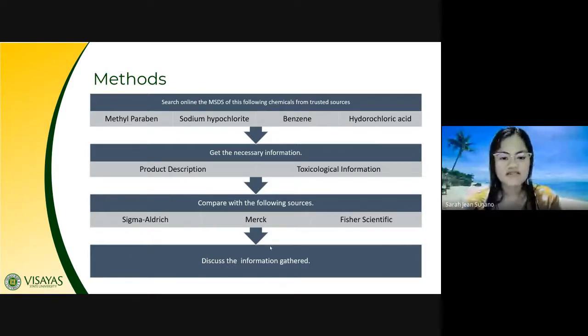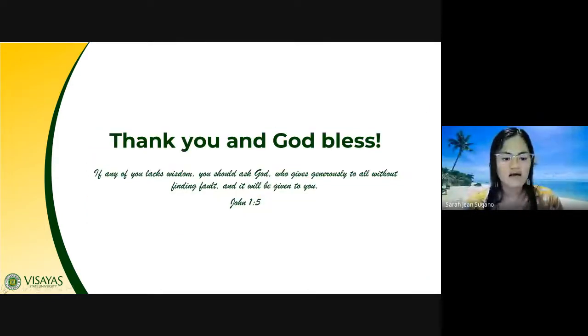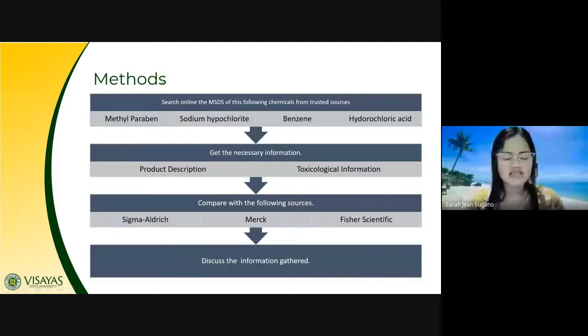And in your discussion, you have to compare the sources: what common information they have, and what different information you got from Sigma Aldrich, Merck, or Fisher Scientific. So you have to compare, and see which source you extracted more information from. I think that's it, class. This is just a simple exercise, and you have 3 weeks to comply.